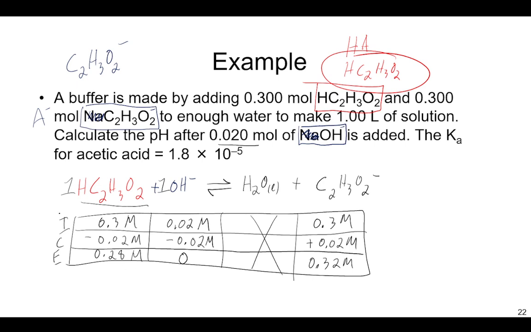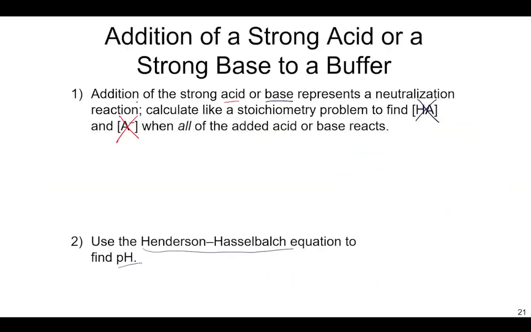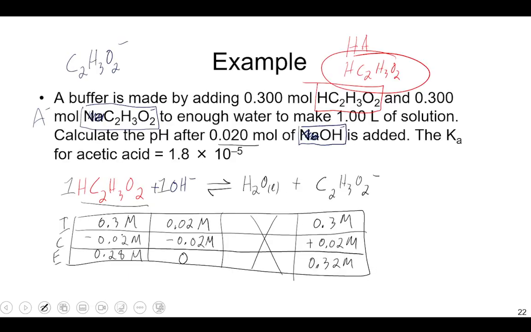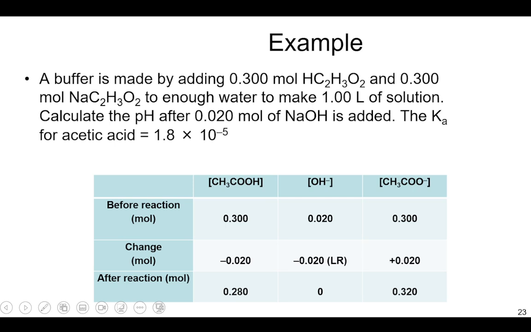So this is the first step that we talked about here. Treat it like an equilibrium stoichiometry problem. All of the added base, in this example, has reacted. What will the new equilibrium concentrations of the buffer be? And now we're at the part of step 2, using the Henderson-Hasselbalch. Okay, so here's a prettier version of this. This LR is like limiting reactant. We're just using up something completely.